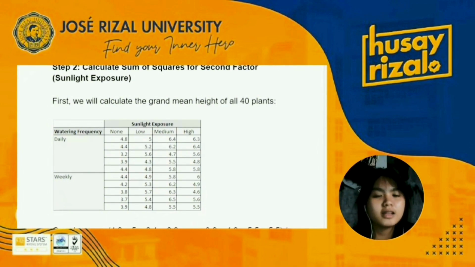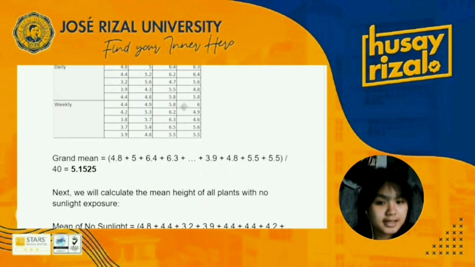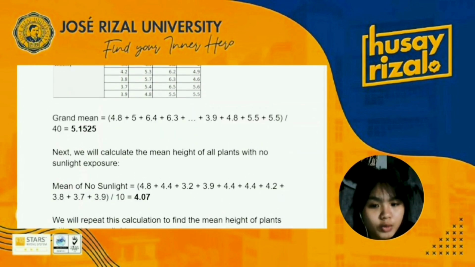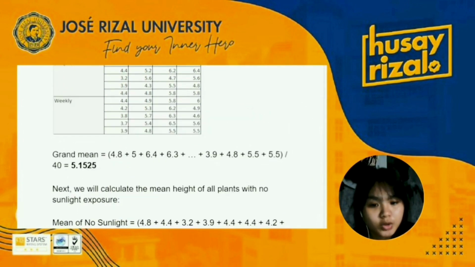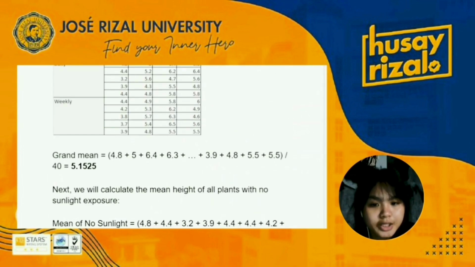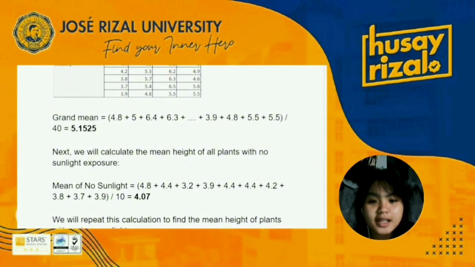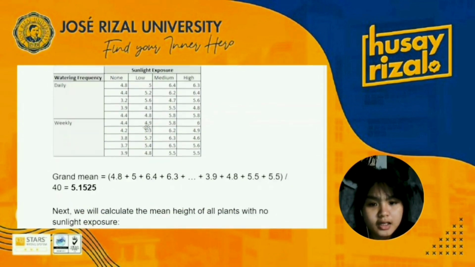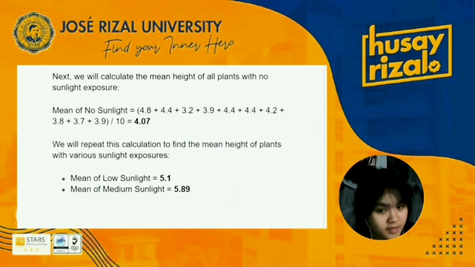Step 2, calculate sum of squares for the second factor, sunlight exposure. First, we will calculate the grand mean height of all 40 plants. So the grand mean is this, 4.8 up to 5.5. The result is 5.1525. Next, we will calculate the mean height of all plants with no sunlight exposure. So 4.8 up to here, 3.9. We divide by 10 because of this, and then the result is 4.07.